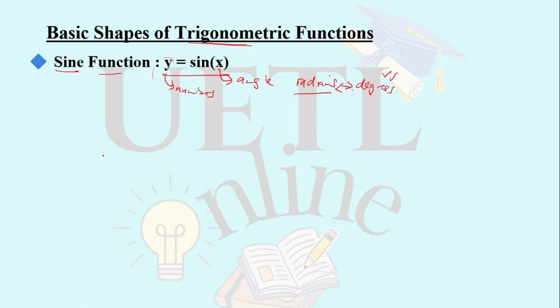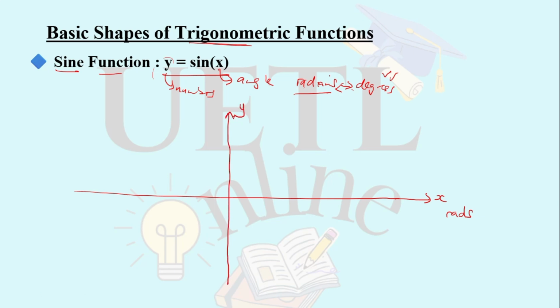Let's now draw the sine graph. To draw the sine graph, you start with the horizontal axis, which is the x-axis. On this x-axis, it's going to be an angle, in this case in radians. Then we draw our y-axis, which is just any number. So this is our axis. The way we draw our sine graph, it starts from 0 here, then you draw like this.